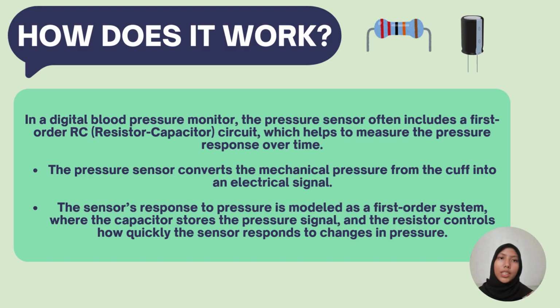So how does first order circuit work in digital blood pressure monitor? In a digital blood pressure monitor, the pressure sensor often includes a first order circuit which helps to measure the pressure response over time. The pressure sensor converts the mechanical pressure from the cuff into an electrical signal. Then the sensor's response to the pressure is modeled as a first order system, where the capacitor stores the pressure signal and the resistor controls how quickly the sensor responds to change in pressure.